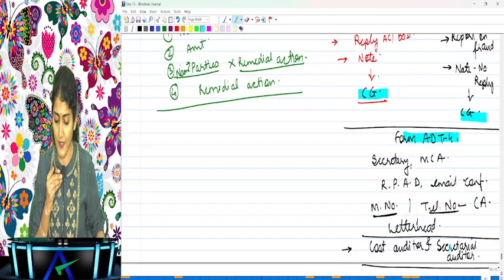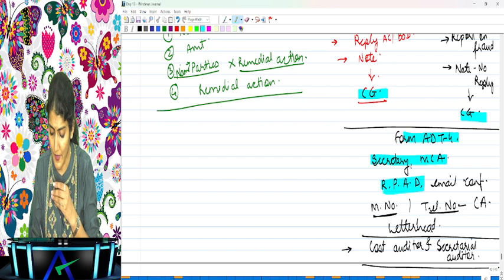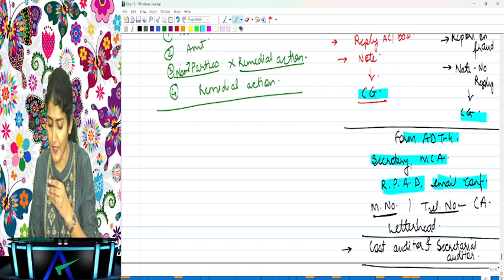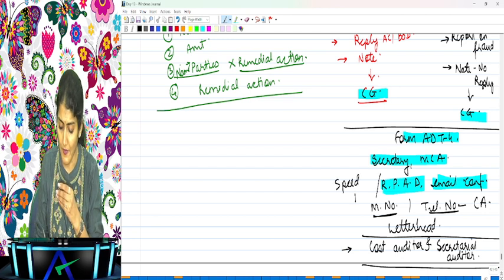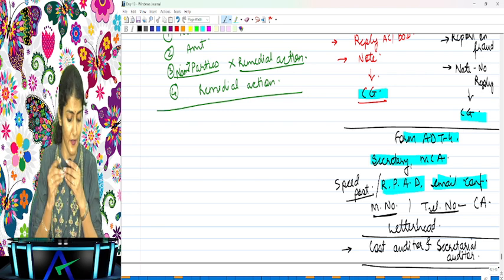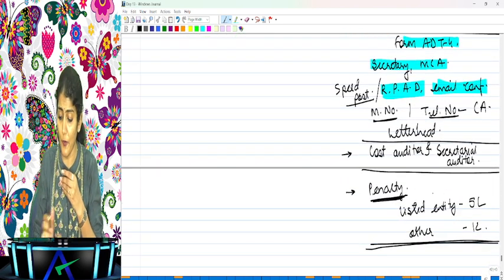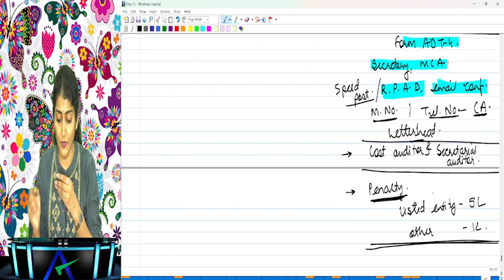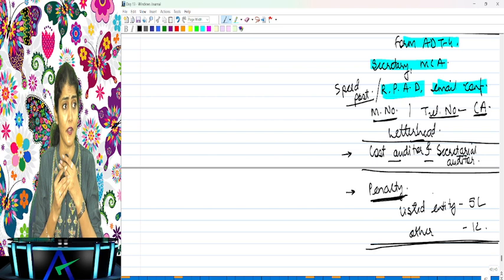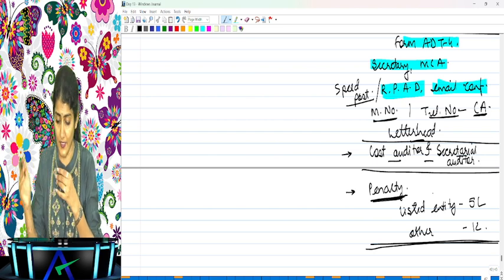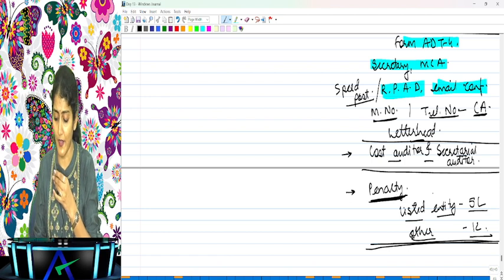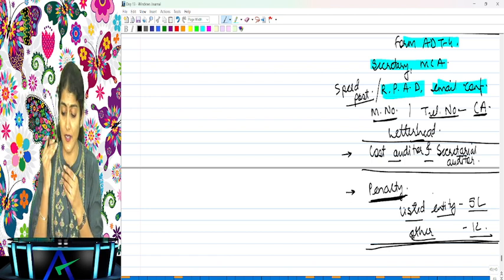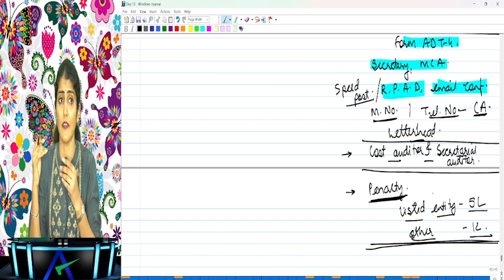The letter has to be addressed to the Secretary, Ministry of Corporate Affairs, sent by registered post followed by an email confirmation of the same. You can send it by RPAD or you can also send it by speed post. The membership number and the telephone number of the CA should be mentioned, on the letterhead of the CA firm. These provisions are applicable to the cost auditor and the secretarial auditor, mutatis mutandis, as it is. And penalty if the auditor does not report the fraud: for listed entities it is 5 lakh, and for other than listed entities it is 1 lakh.